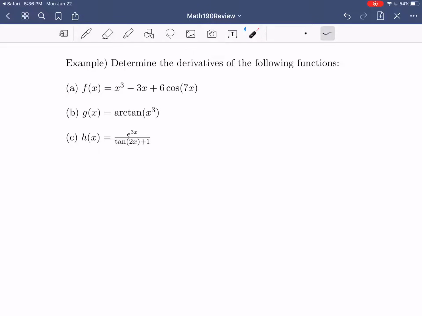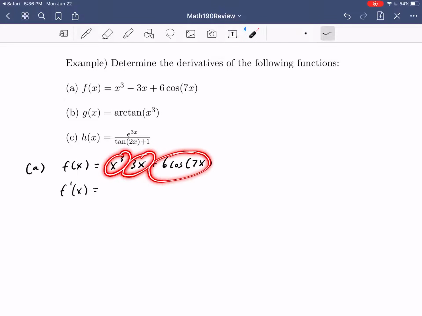So for the first one here, we've got f of x is x cubed minus 3x plus 6 cosine 7x. It should be very easy to take the derivative here. We have 3 separate terms, so we just take the derivative of each of these separately, right? That's the addition, subtraction, and constant multiplication rules all put together there.